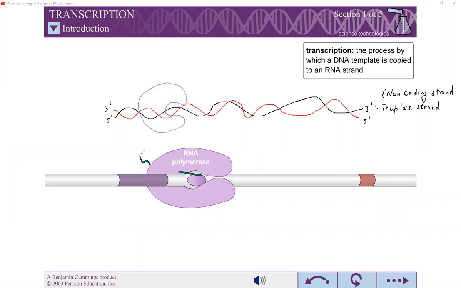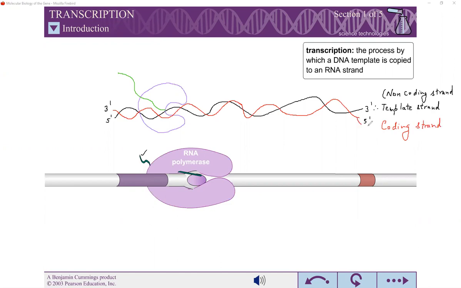Because the transcript that would be produced would be exactly the same as the other DNA strand, the other has been considered to be the coding strand. The red one is called the coding strand.